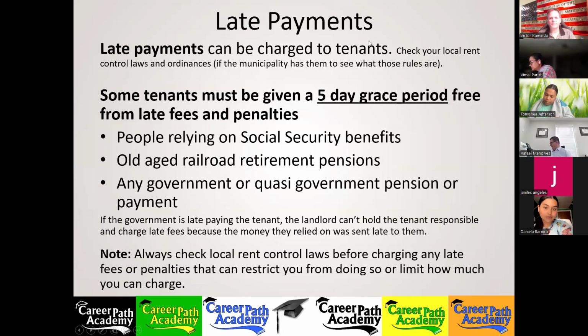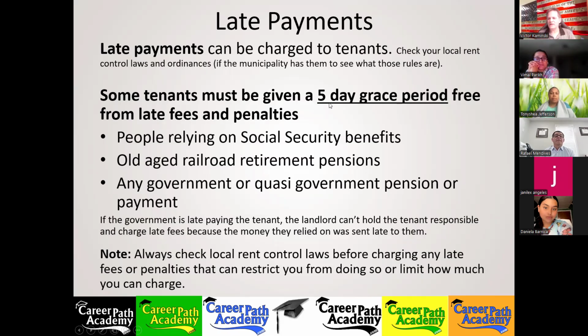Late payments. Can a tenant be charged late fees or payments? Generally, yes, but you've got to check with your local rent control laws if your municipality has rent control. Not all municipalities have rent control, but the ones that do, you've got to see what their ordinances say pertaining to charging of late fees or raising rents or what have you.